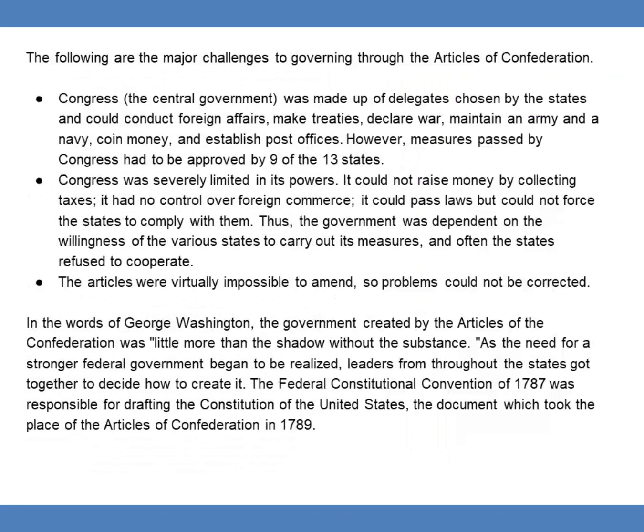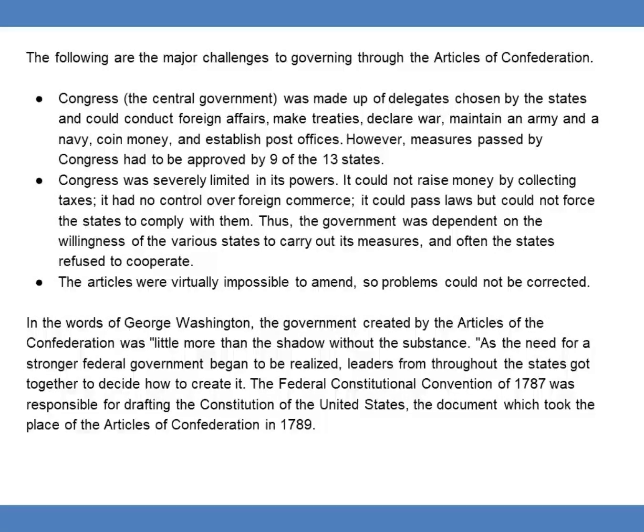The following are the major challenges to governing through the Articles of Confederation. Congress, the central government, was made up of delegates chosen by the states and would conduct foreign affairs, make treaties, declare war, maintain an army and a navy, coin money, and establish post offices. However, measures passed by Congress had to be approved by 9 of the 13 states. Congress was severely limited in its powers.